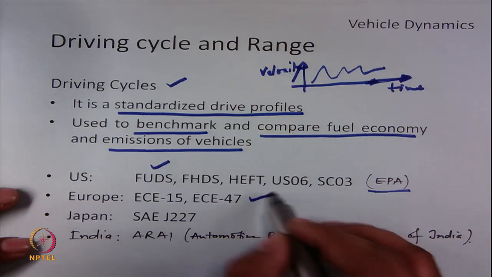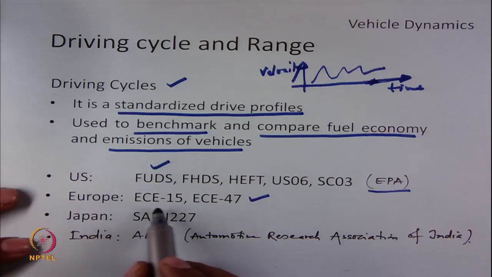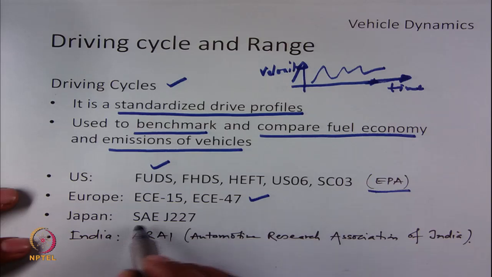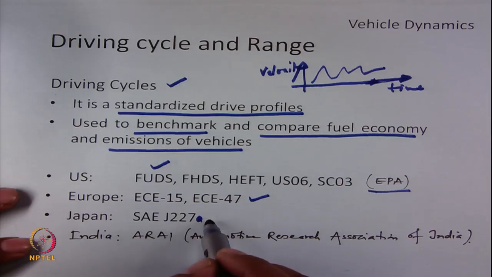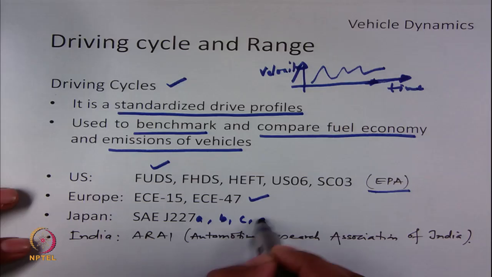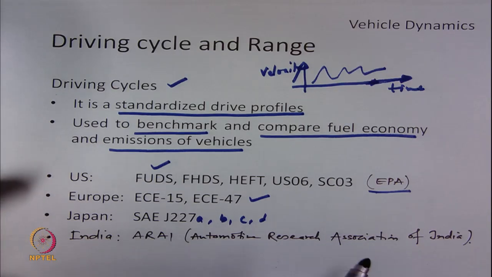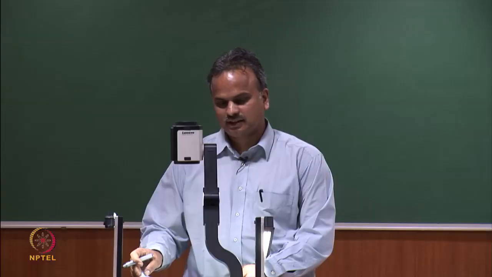In Europe we have curves or driving cycles such as EC15, EC47. In Japan there is a driving profile which is SAE J227 and it has all the variation A, B, C, D based on the different time that is involved. In India also the agency known as ARAI which is basically in Pune. So, it is Automotive Research Association of India. So, it defines a lot of profiles for Indian urban and highway driving conditions. So, let us see some of these driving profiles.